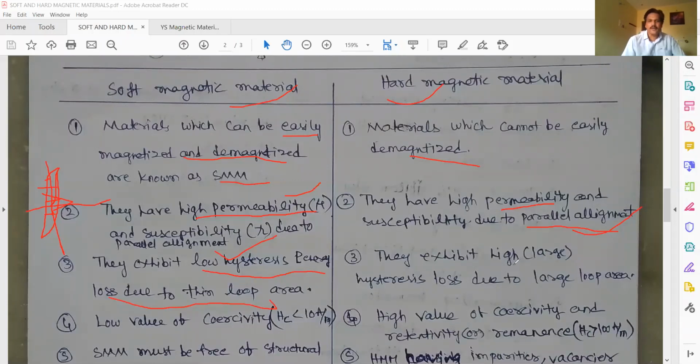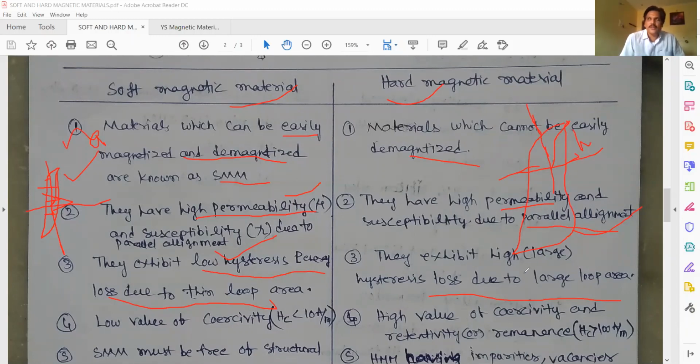For hard magnetic materials, there is high hysteresis loss due to large loop area. So for hard magnetic materials, the loop area is very, very high. When the loop area is high, energy dissipation is also high. This loop area is narrow here, and this loop area is very high. So they exhibit large hysteresis loss due to large loop area.